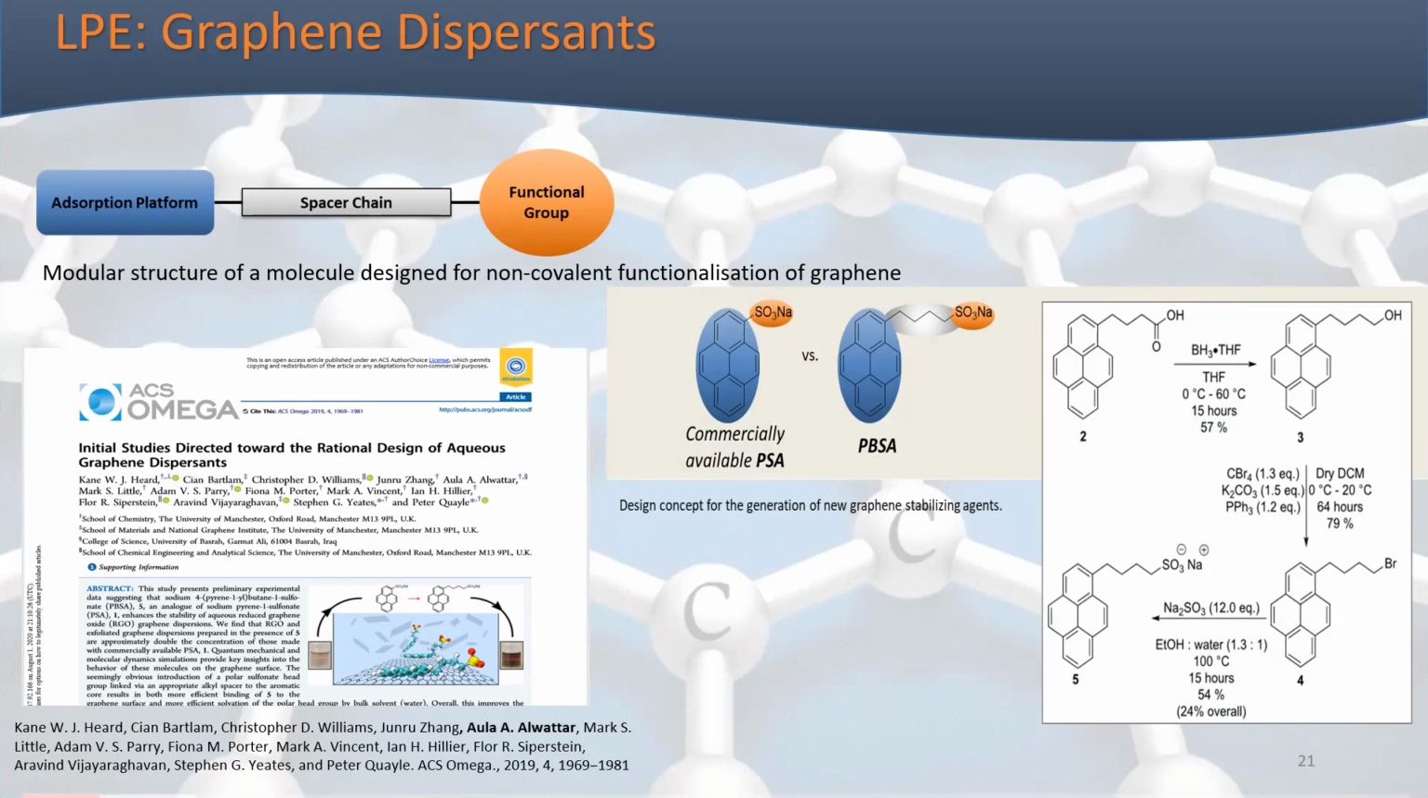Our result indicated that the introduction of a conformationally mobile spacer, in this case the n-butyl group, between a planar aromatic residue, which is for pi-pi interaction with the graphene or RGO surface, and a polar head group, which is the sulfonate, so basically the sulfonate residue interacts with the solvent, which is water in this case, generated a molecule, PBSA, that was more effective as a stabilizer than the parent compound.